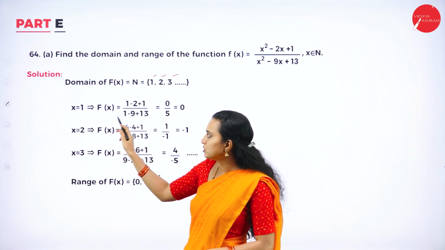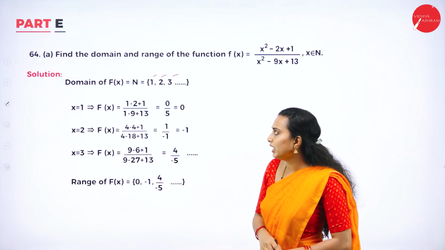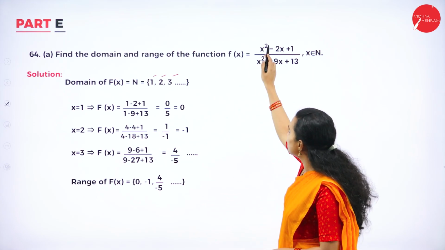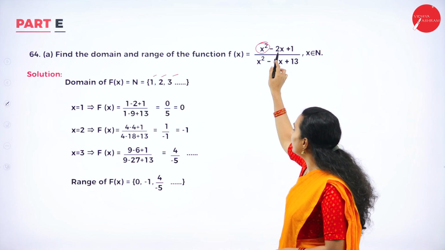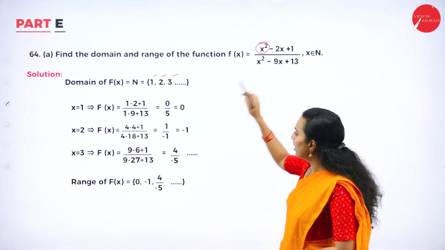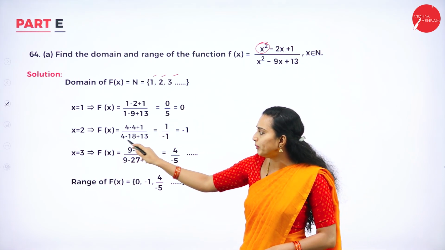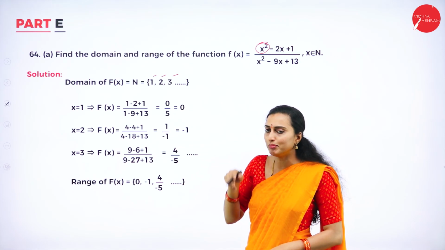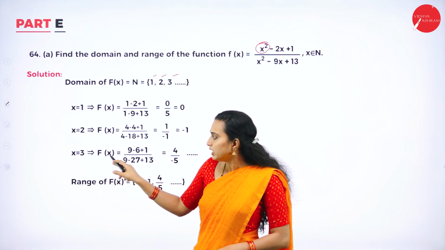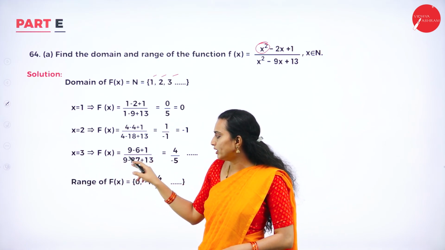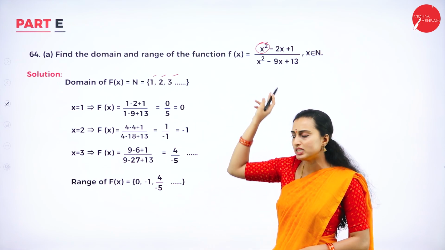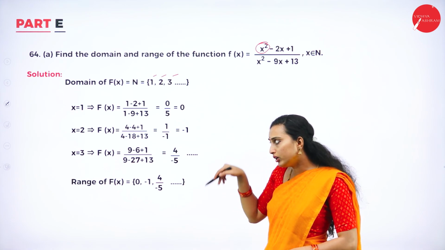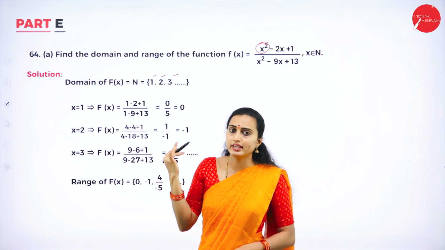So here x is equal to 1, f of x is equal to 1 minus 2 plus 1, 0 by 5, is 0. Again, substitute x is equal to 2: 2 squared is 4, 2 into 2 is 4, plus 1. So 4 gets cancelled, 1 divided by the denominator, which is minus 1. If you calculate, 1 by minus 1 is minus 1. Similarly, at x equal to 3, f of x is equal to 9 minus 6 plus 1 divided by the denominator, 9 minus 27 plus 13. It will give you the value 4 by minus 5. If you want, you can take x is equal to 4 and then calculate.